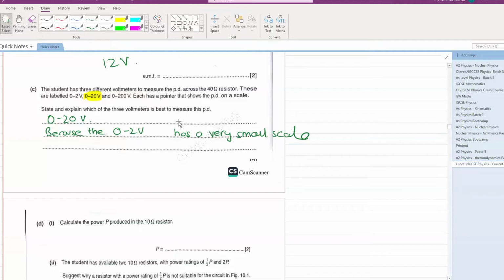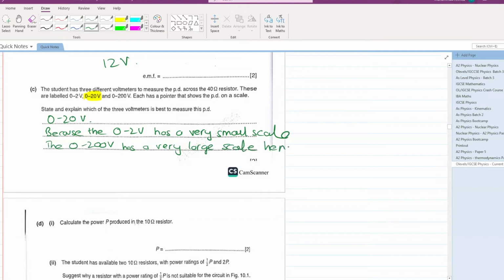And what is the problem with 0 to 200 volts? It has a very large scale. The 0 to 200 volts has a very large scale. Hence, the deflection will be really negligible. You can write that. Negligible is something that the examiners use again and again.